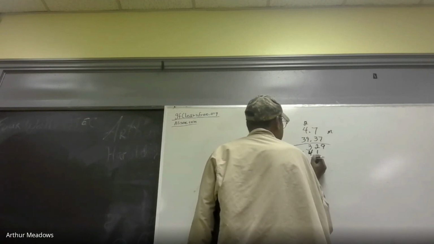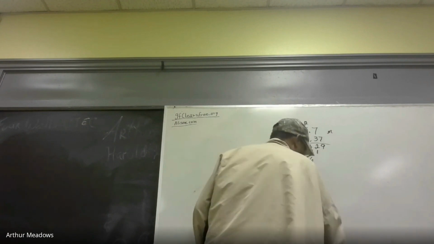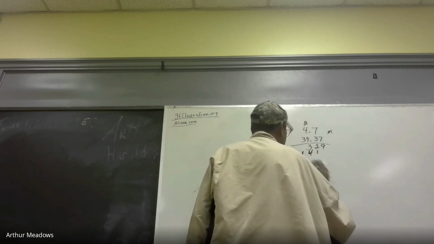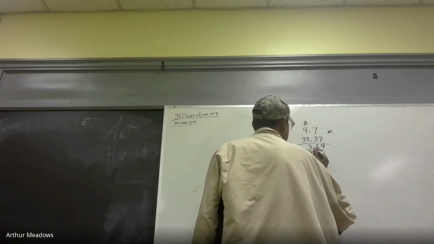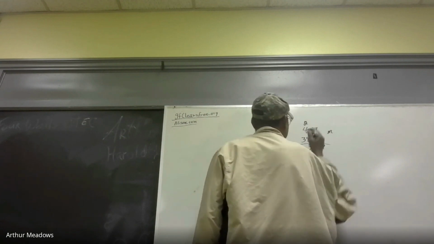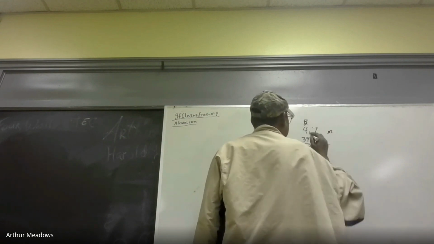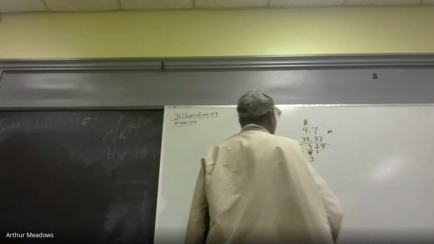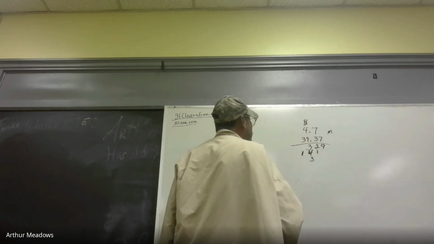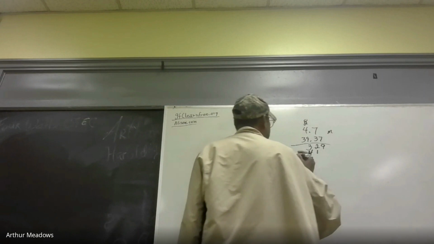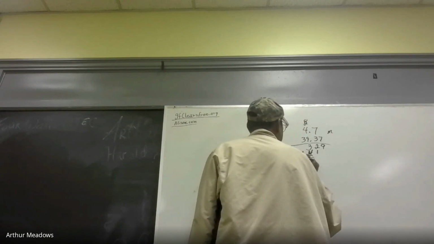63. Oh, you messed up already. That ain't the decimal point. 63, and we end up with a 6 up there. 9 times 4, 36. Plus 6, 42.